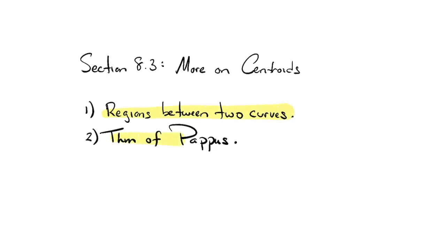Also in this lecture, I want to include something called the Theorem of Pappus, which is a way to compute volumes of solids of revolution without using disks or shells, but you do need to know the coordinates of the centroid of the region you're revolving. It's a very cool theorem. Okay, so let's get going.